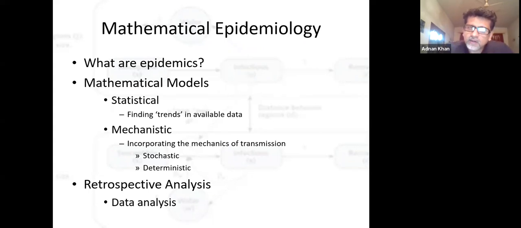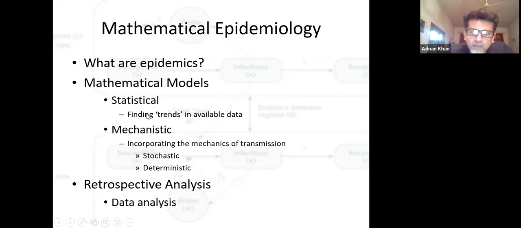Mathematical models are used to understand what's happening and how severe it is. They're used to make predictions, and they're also used to see what happened last year. There was an epidemic. Can we make a model, see what happened there, and maybe be prepared for next year?